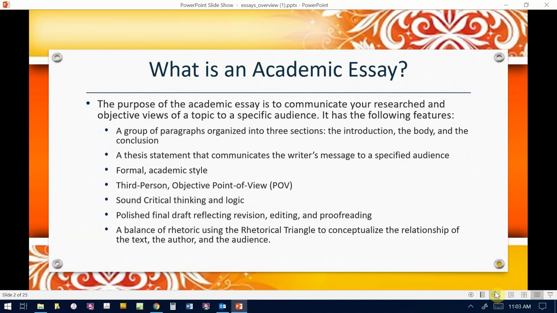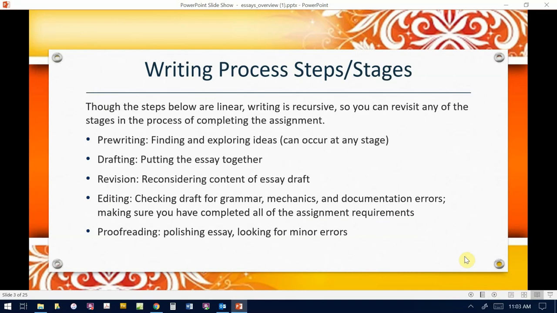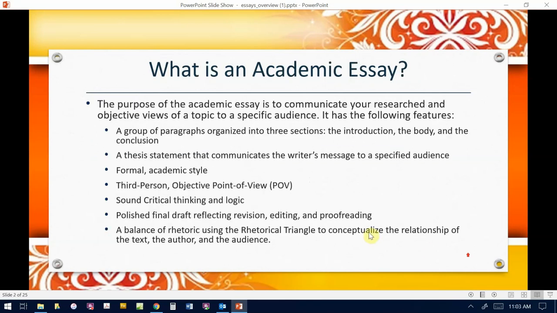And so to do that, we have to think critically and apply logic to what we think or what we find. When we finally do send out a paper for formal reading, we want to make sure that it has been through multiple revisions, editings, and proofreadings of the draft. And then again, it's going to reflect that rhetorical triangle. The writing process is considered a recursive process in a series of steps. This is the linear way that we have the process, but by being recursive, it means that we can repeat any of these stages or go to any of them in any order that we want. This just makes the most sense to do it in this way. So we're going to go through those here.